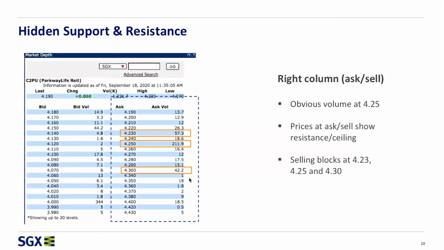So if you scan, you realize that very important levels came out. Three digits here: 425 at 211 lots, 423 at 57 lots, and 430 at 42 lots.